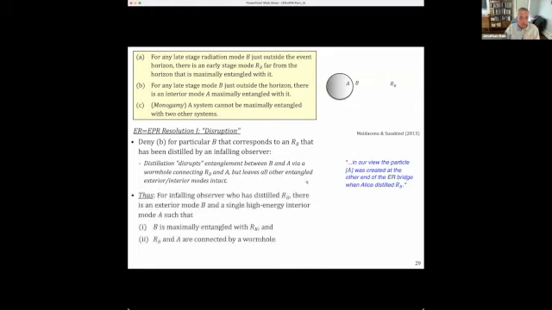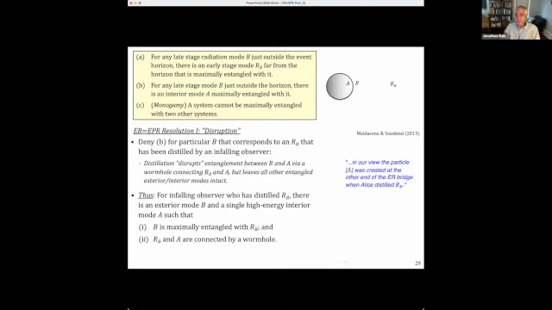So in this disruption version of the ER equals EPR resolution, for an infalling observer who has distilled RB, there is an exterior mode B and a single high energy interior mode A, such that B is maximally entangled with RB, right? That's the consequence of Page's analysis. That's the first claim in the yellow box. And RB and A are connected by a wormhole. Right, that's the conduit of disruption.